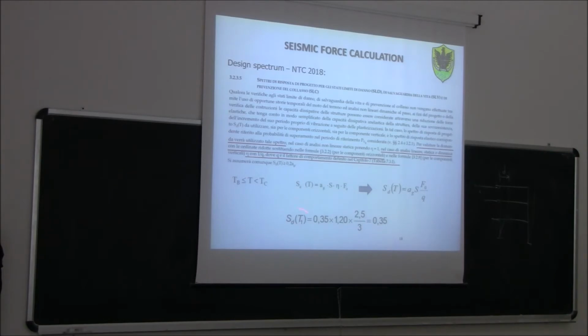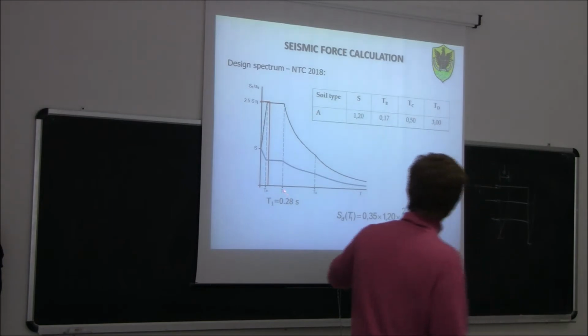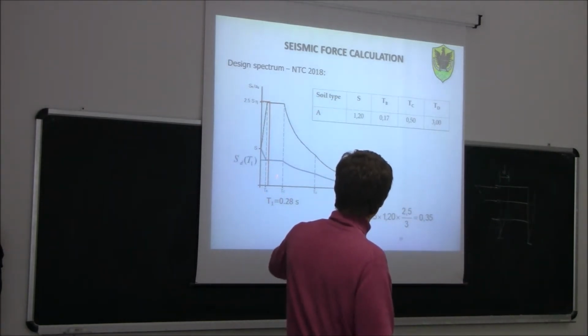So SD, the function of T1, is 0.35. In the end, as you can see from the black curve, which is the elastic spectrum, we can move to the blue curve, which is the design spectrum. The difference between the two is that the black one is used when you do an elastic analysis, while the blue one is used when we do a classic analysis, in the sense that we have a dissipative structure, a structure that can dissipate energy, with a Q factor of 3. So for us, this is the value that we are going to use in our design.